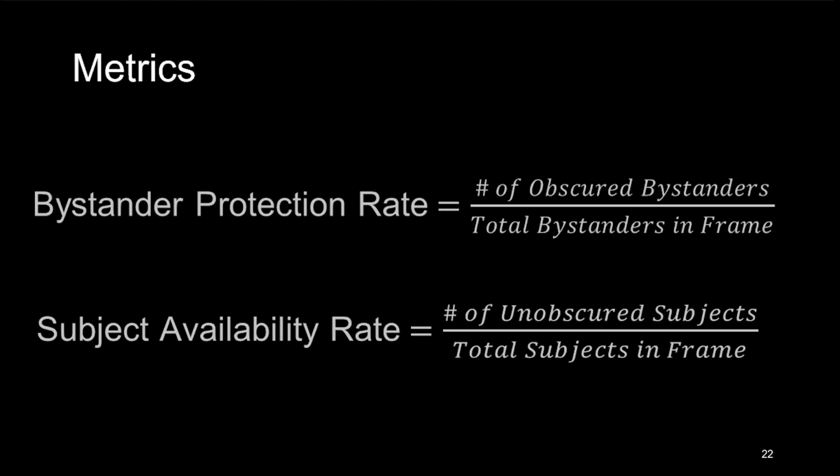So we had some metrics that we proposed. We know we want to balance privacy and utility. A good metric for privacy is how many bystander faces get through for each frame across this whole data set. Likewise, for data utility, we can think about how available the subjects are. So do we actually have the subject face available when we want it to be?